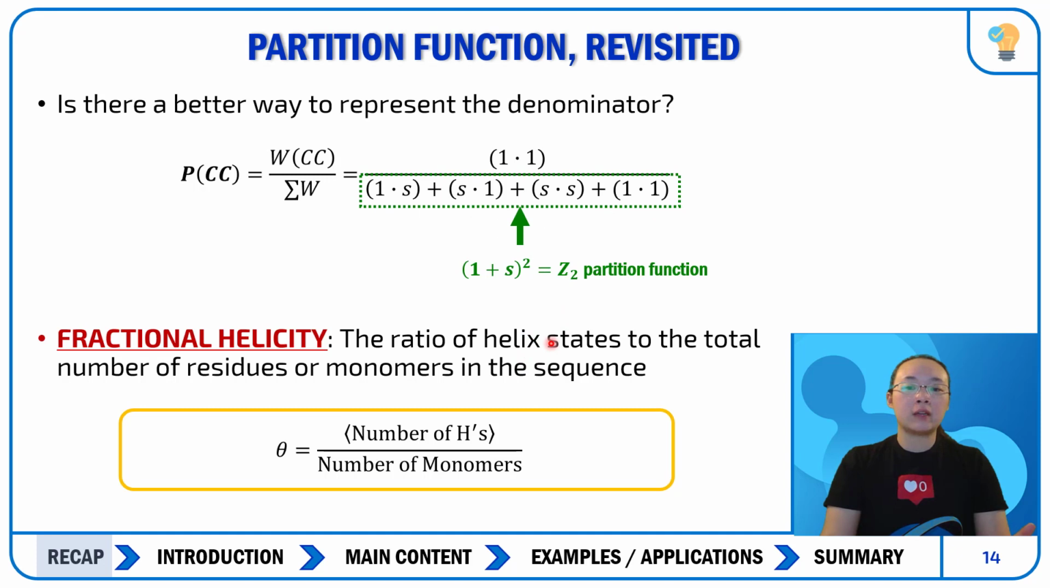And at the end of it, we were able to define an equation for fractional helicity, which is the ratio of helical states to the total number of monomers in the sequence. So therefore, we can get a percentage or a fraction of H's within the whole polypeptide.